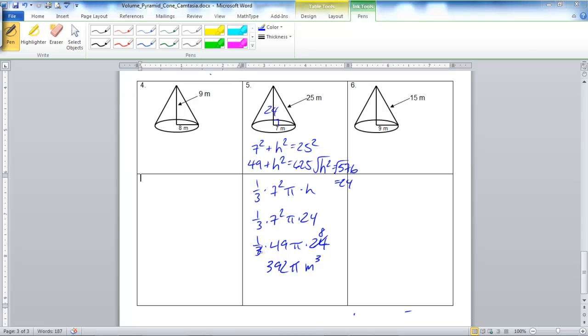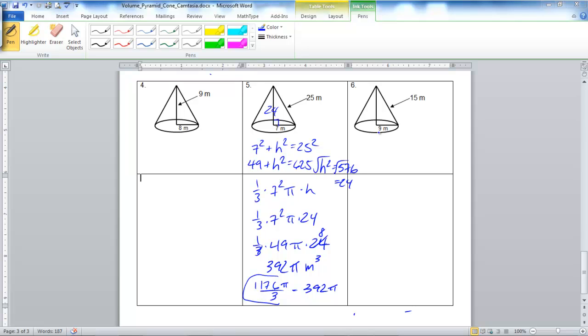Now sometimes this 3 is not divisible into one of your numbers here, so what you could have done is 49 times 24, that's 1176 pi over 3. If your answer does not reduce, you can leave it like that, but we know that 1176 divided by 3 takes us back to that 392 pi. So if that 3 does not divide into either one of these 2 numbers, you can leave it as a fraction like that with the pi symbol off to the side.